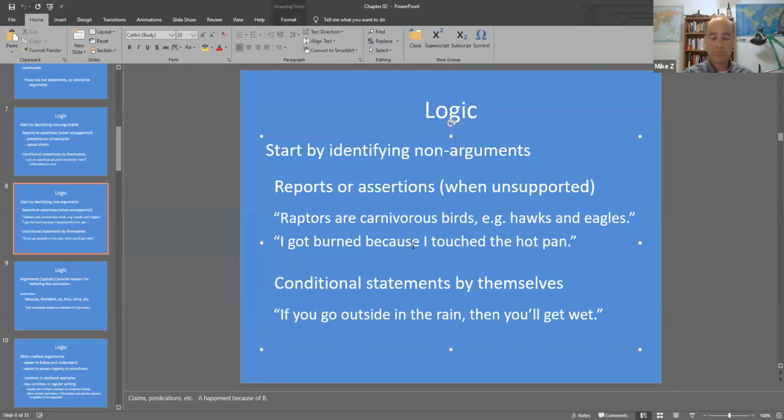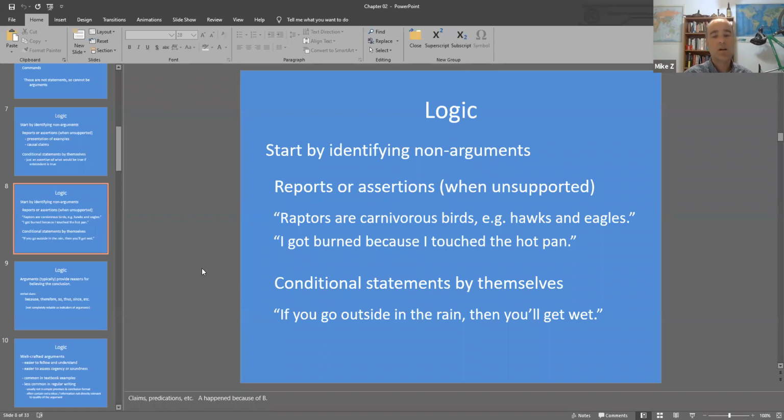Or the causal claim, right? I got burned because I touched the hot pan. Like, okay, this could be part of an argument against touching hot pans, but just by itself, just saying that this is what happened and what the causation was, that's not in and of itself an argument. Or this, a conditional statement, if you go out in the rain, then you'll get wet. Again, this might be part of an argument about whether it's a good idea to go out into the rain or not, but by itself, it's not an argument yet.